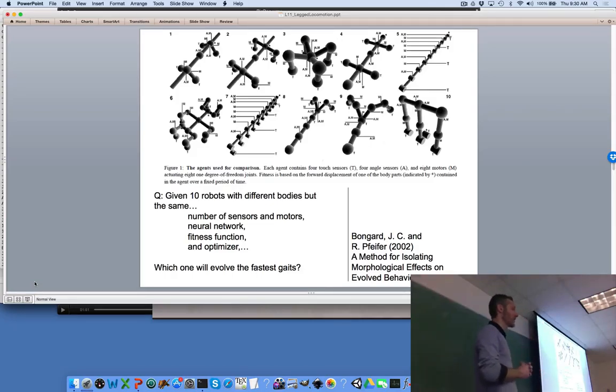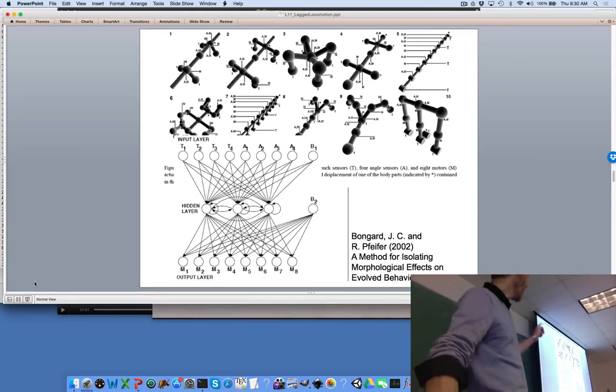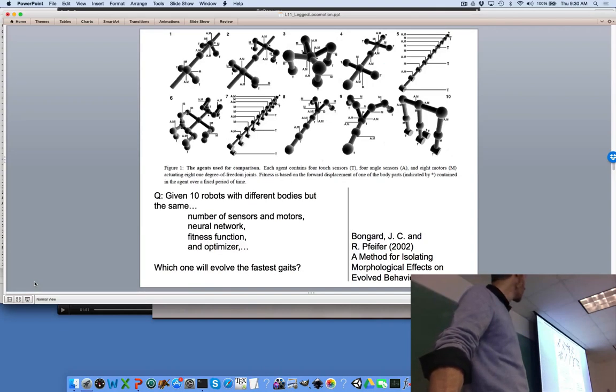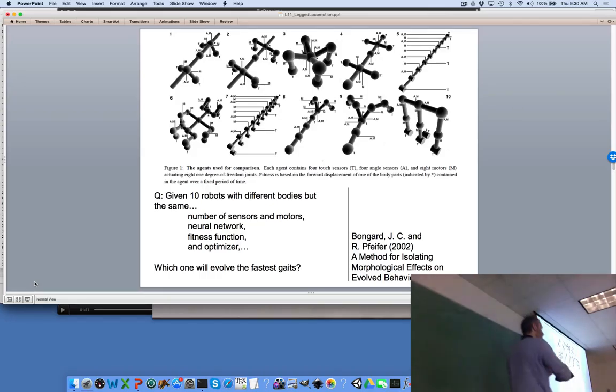was to create 10 morphologically distinct robots. So 10 robots that had different body plans, but they all had exactly the same neural network. So the underlying genotype, the number of synaptic weights that were going to evolve for this neural network, is exactly the same for all 10 robots. I tried to keep everything about these robots the same. Same neural network. They also had exactly the same number of sensors and motors.